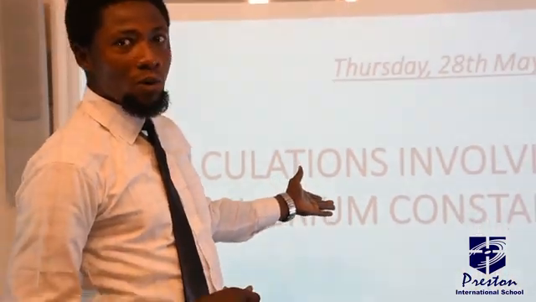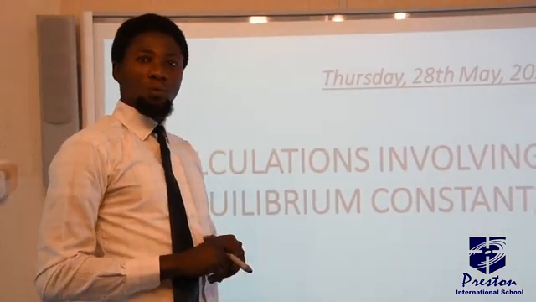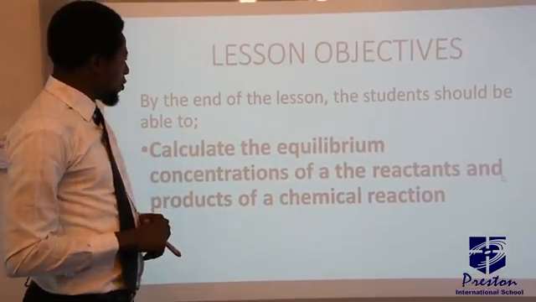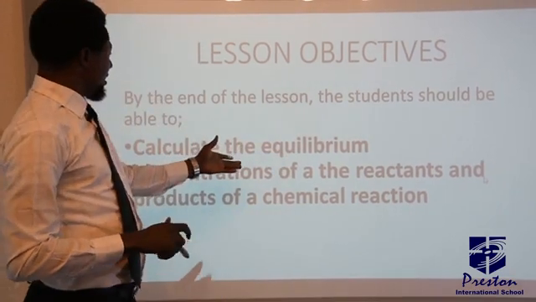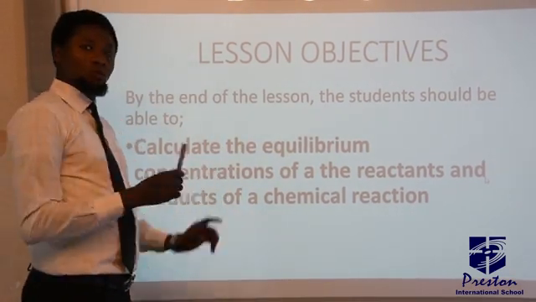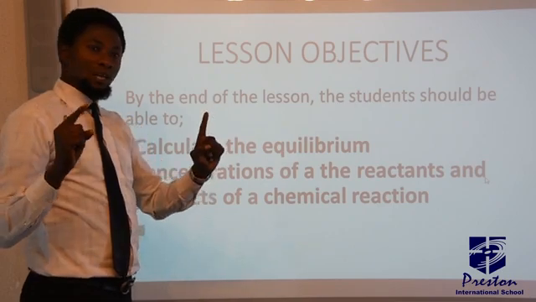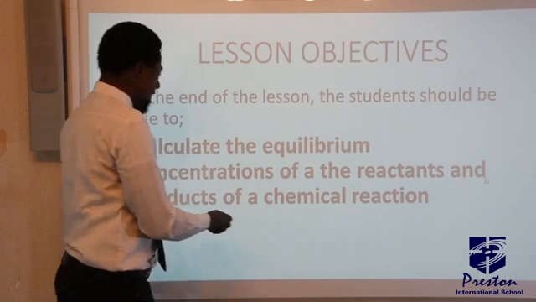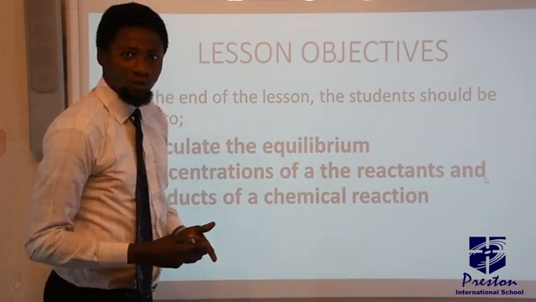In our last class, we discussed calculations involving equilibrium constant, when the equilibrium concentrations are given and when they are not given. Today, we are still going to continue in those calculations involving equilibrium constant. By the end of this lesson, I expect each and every one of us to be able to calculate the equilibrium concentrations. We are not calculating the equilibrium constant today. We are calculating equilibrium concentrations of the reactant and the product of a chemical reaction.